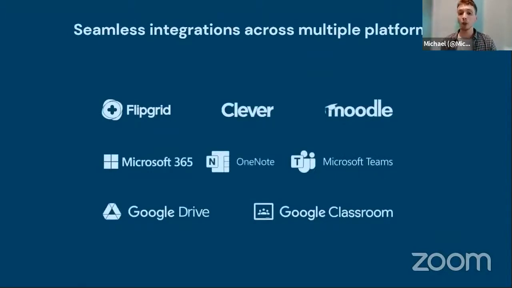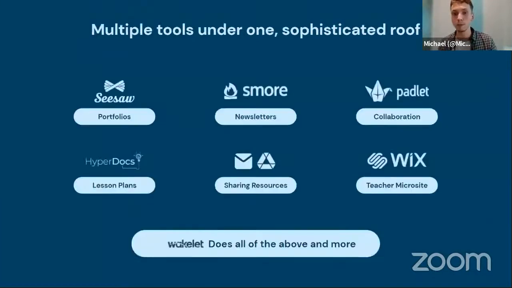At Wakelet, we have partnered up with some really powerful edtech tools from around the world. I'm sure many of you will know Flipgrid, Clever, Moodle, Microsoft products like Microsoft 365, OneNote, and Teams, and then Google products as well, such as Google Drive and Google Classroom. So we work together with these partners so that we can combine and app smash the respective products in a way that's really, really powerful and in a way that transforms how teachers teach and students learn.